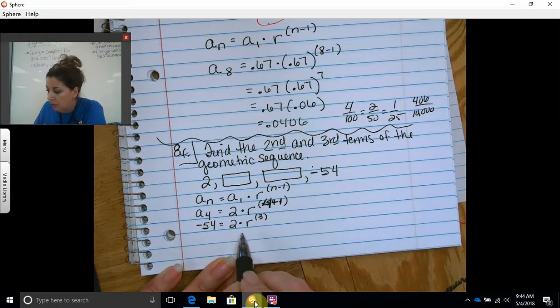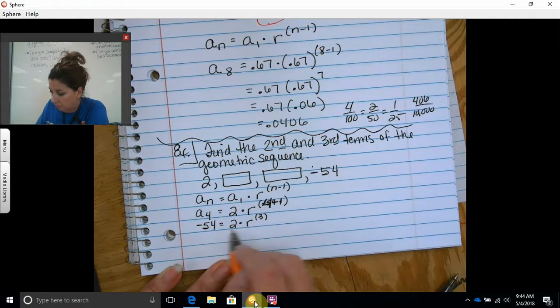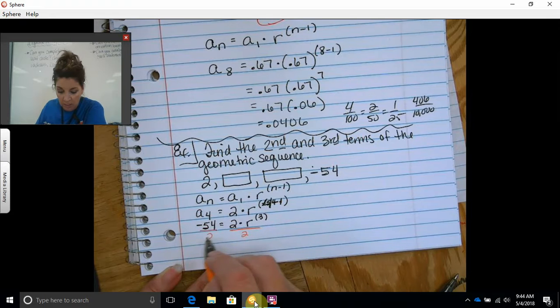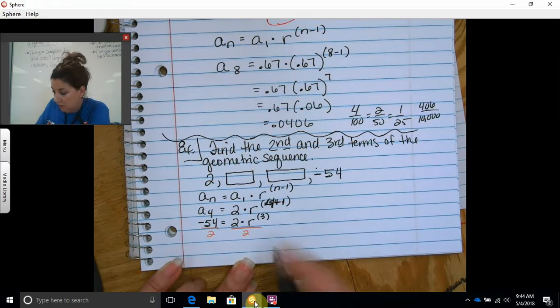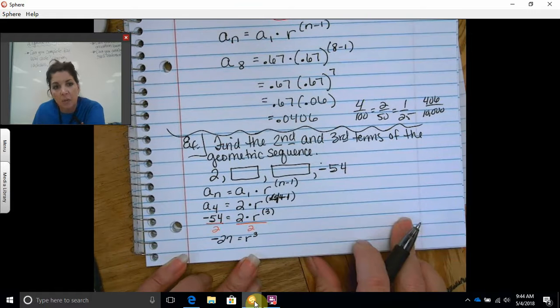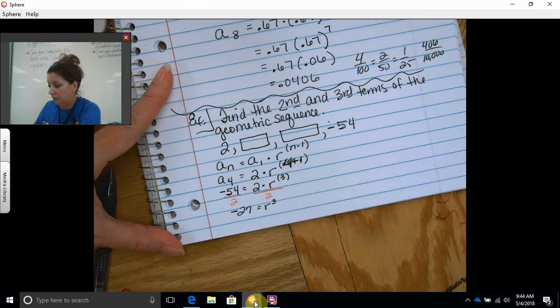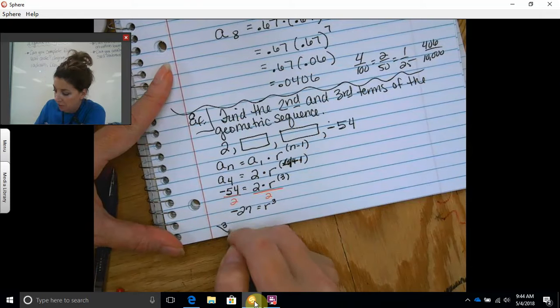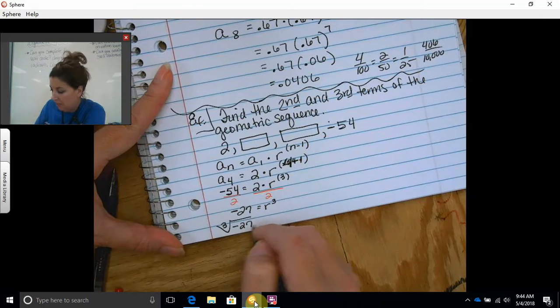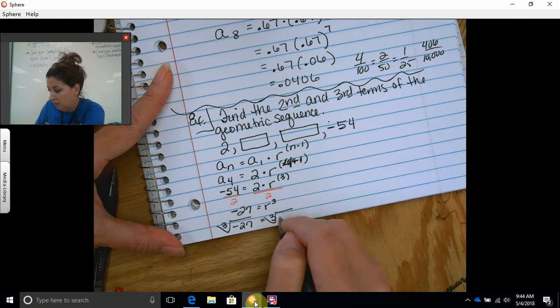So let's see. To try to get r by itself, I could divide both sides by 2. So negative 54 divided by 2 gives me negative 27 equals r cubed. If I want to get r by itself, please don't tell me I'm going to divide by 3. What am I going to do? Not square root, but cubed root. So I'm going to take the cubed root of negative 27 and the cubed root of r cubed.